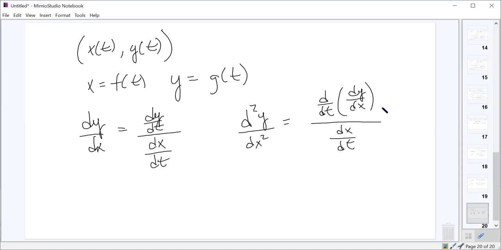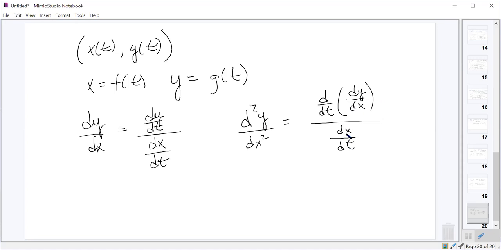So when you do that, you have to multiply it by the derivative of t with respect to x, which is dt over dx, but multiplying by dt/dx is the same as dividing by dx/dt. And so that's what we divide by, the dx/dt. And so that should give you a second derivative of a parametric function.